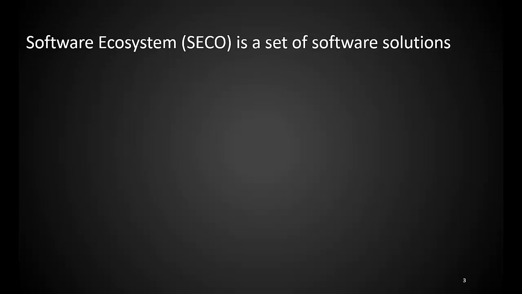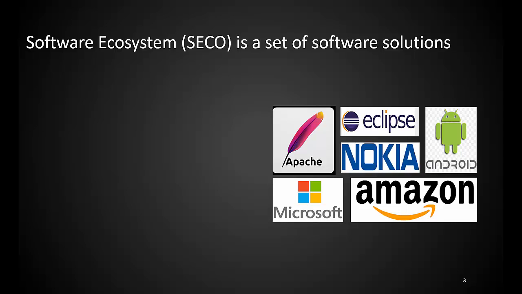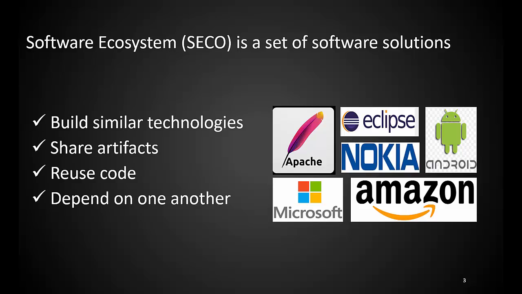Software ecosystem, known as SECO, is a set of software solutions. Software from the same ecosystems build similar technologies, share artifacts, reuse code, and depend on one another. This means they have interdependence. But some features are not supplied within SECO software, leading to reuse interdependencies and external libraries.